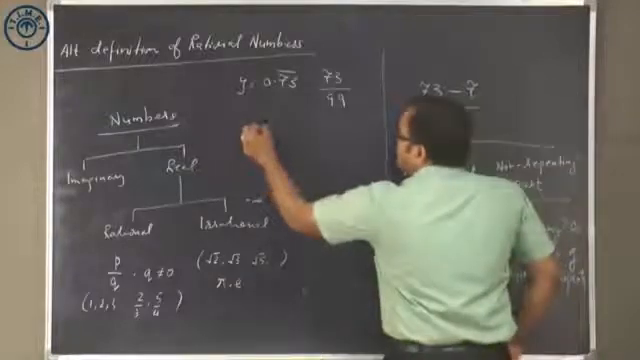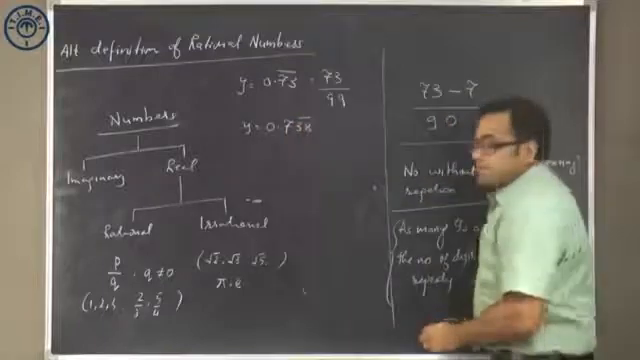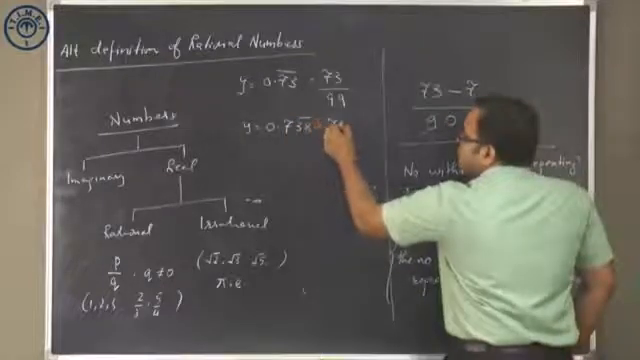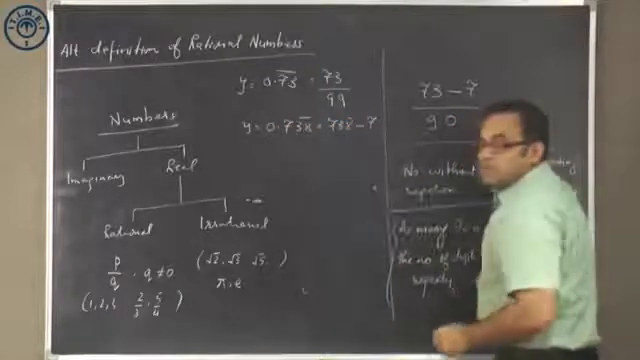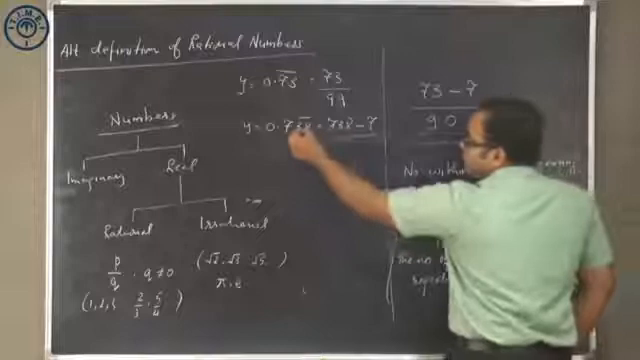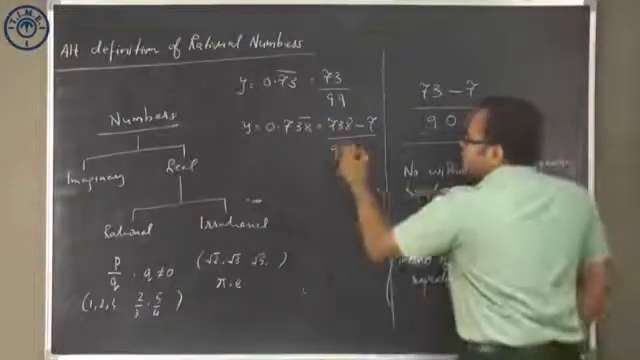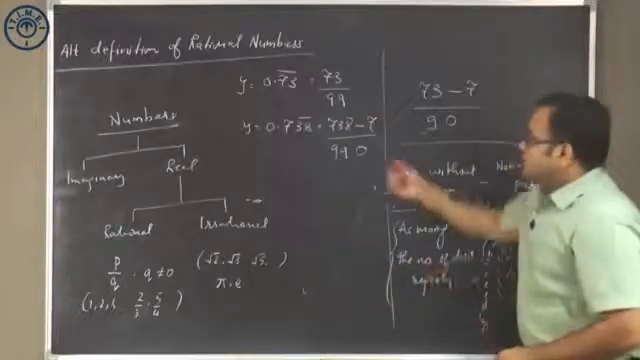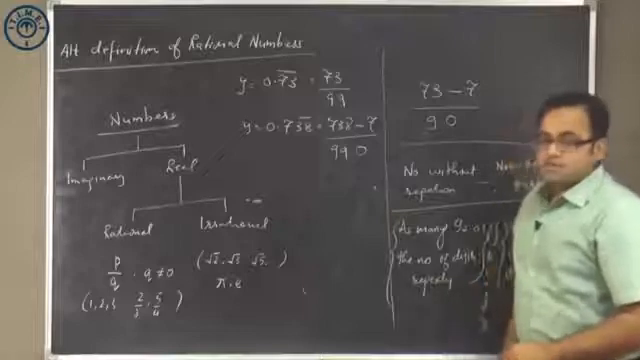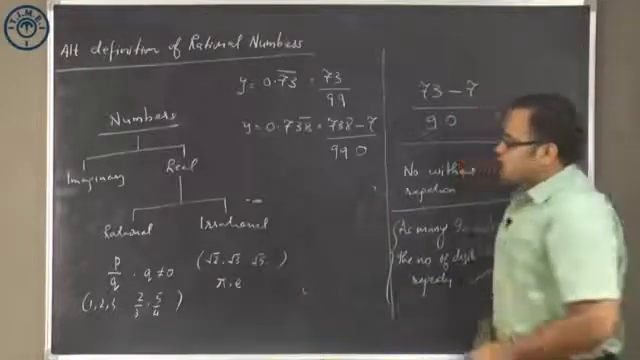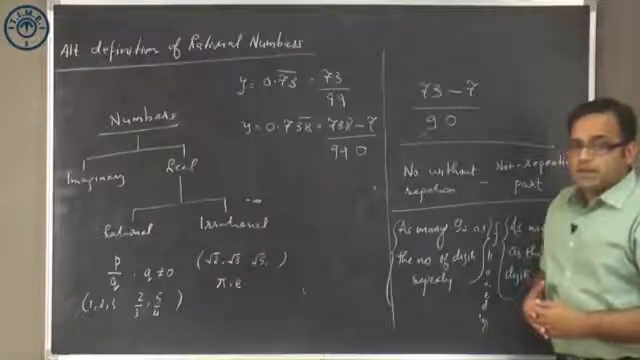Similarly, if y is equal to 0.738, where 38 has a bar, this will be equal to 738 minus, there is one digit that is not repeating, so minus 7, divided by two 9s since 2 digits are repeating, followed by one 0 for the one digit not repeating. So 738 minus 7 is 731, and 731 upon 990 would be your number. And so on. Like this, we would be able to convert any decimal into a fraction.